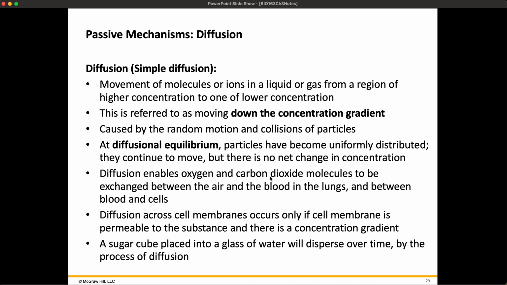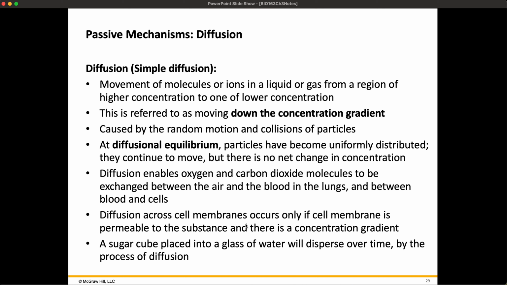Diffusion enables oxygen and carbon dioxide to go between air and the blood in the lungs, and between the blood and cells. So when you take a deep breath in, your lungs now have a lot more oxygen-rich air within them, and so that oxygen is going to naturally flow into your bloodstream, and then from your bloodstream, that carbon dioxide is going to naturally flow into your lungs, so that you can then exhale it out. And that all happens based on diffusion.